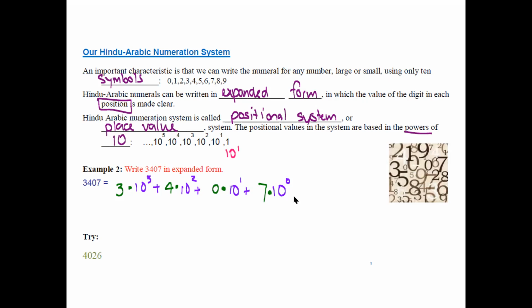And you're probably wondering, why 0 power? Does that give me 0? Actually, if you grab your calculator and put in any number, like 1,000 to the 0 power or 4 to the 0 power, that will always give you 1. So 1 times 7 is just going to be 7. So go ahead and give the 4,026 a try.